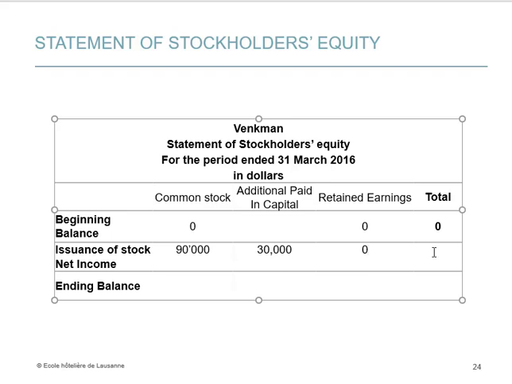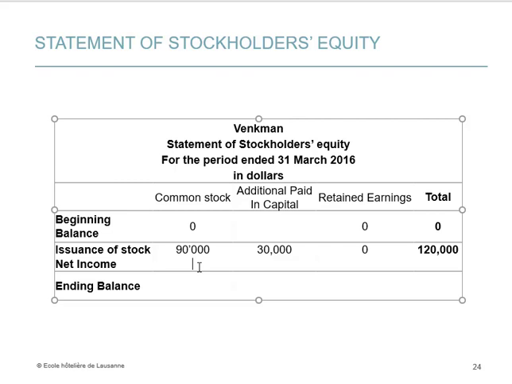Retained earnings, for now we put it 0. And we do the sum of our line of issuance of stock. So in total, there is always a sum of the horizontal line, and the ending balance is the sum of the vertical line. So here it gives us 120,000.